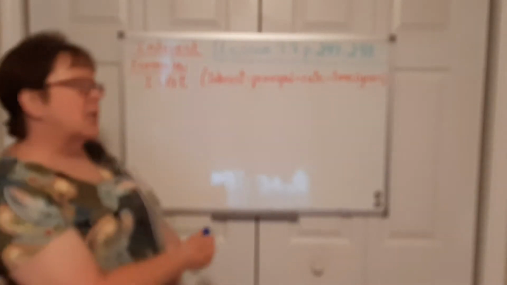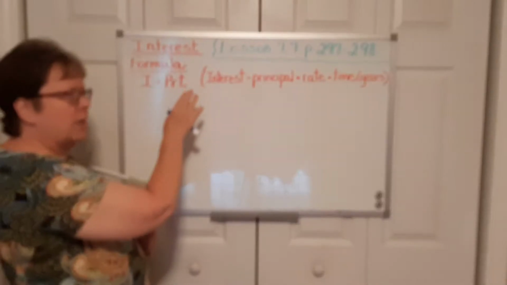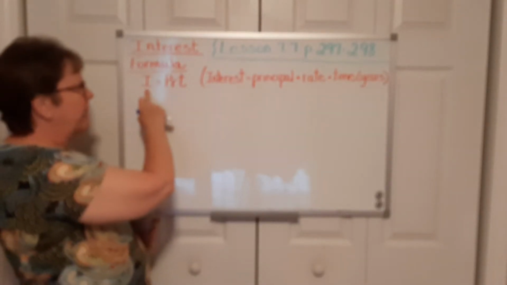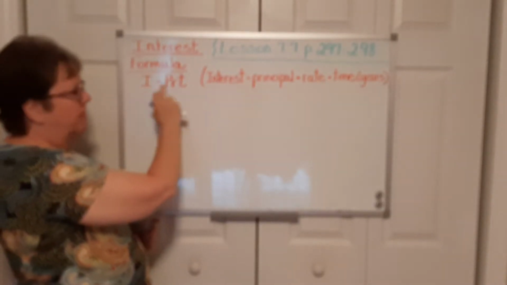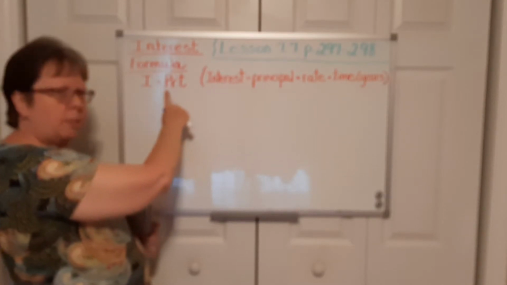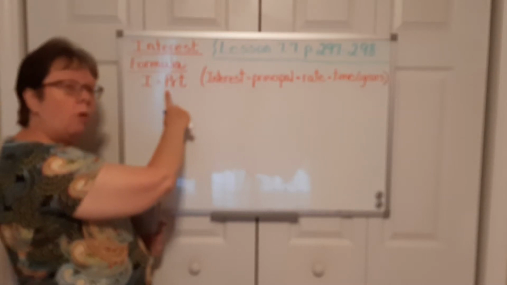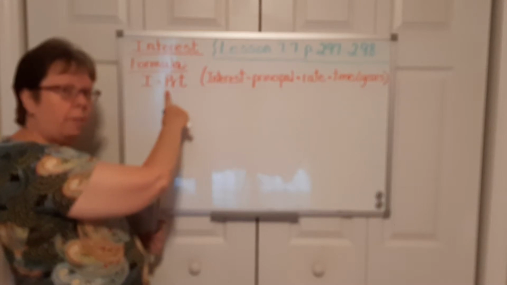Okay, here's a formula that you need to write in your flip chart. Okay, this is the formula to find interest. Okay, and here's what it stands for. I is equal to interest. Okay, interest equals P for principal. That's either the amount of the money that you put in the bank, the deposit, or the amount of the loan that you get from the bank.